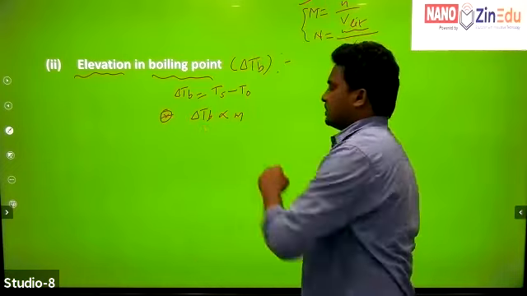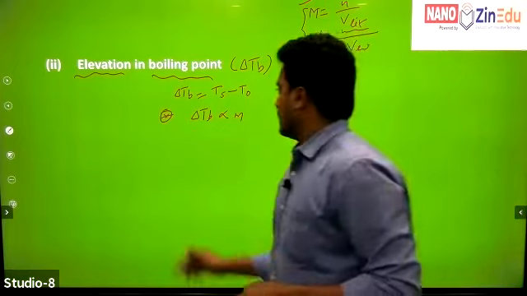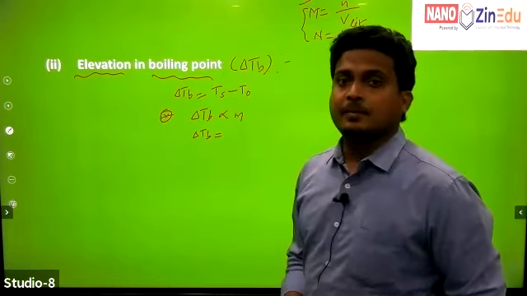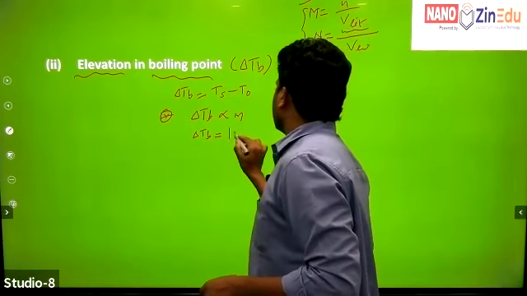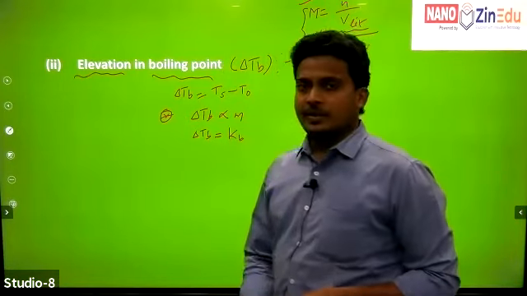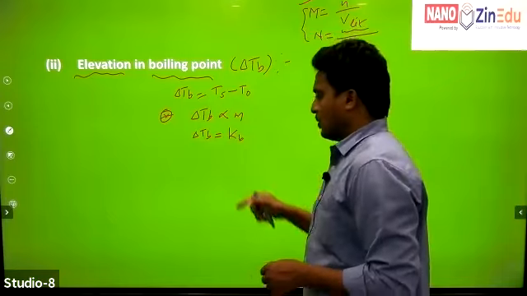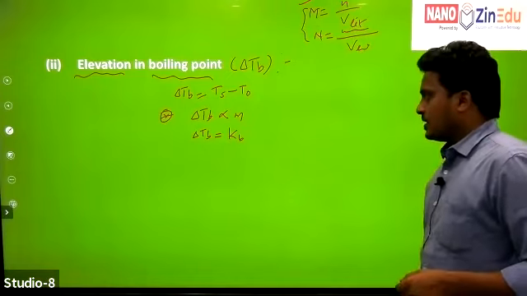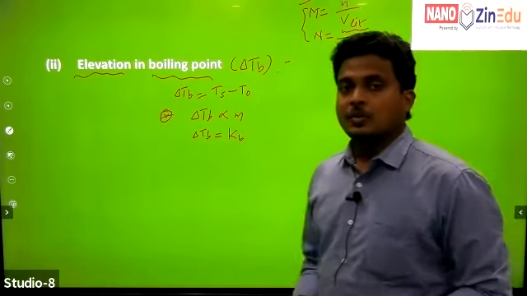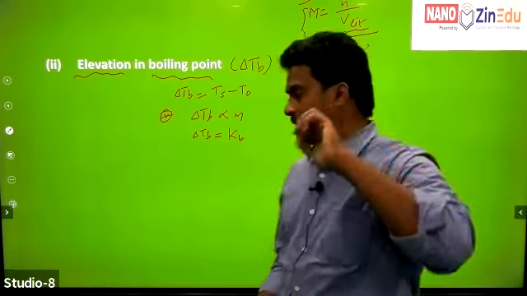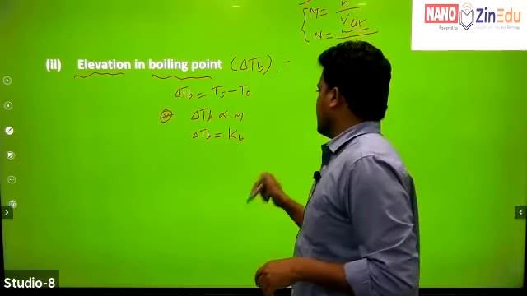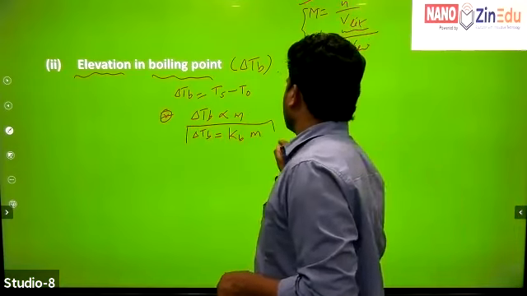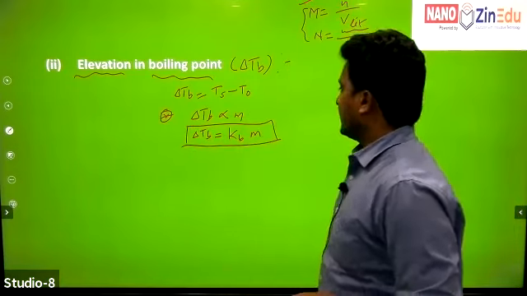Now delta TB is directly proportional to molality. Delta TB is equal to, taking the proportionality constant Kb, the ebullioscopic constant or molar elevation constant, Kb into molality. This is one of the most important formulas to calculate delta TB.